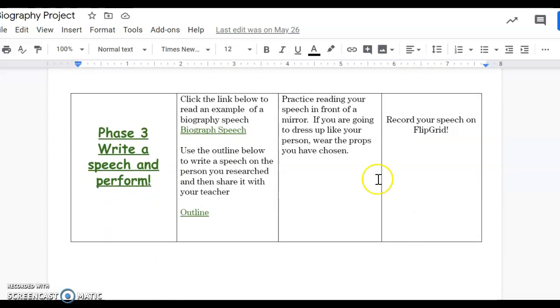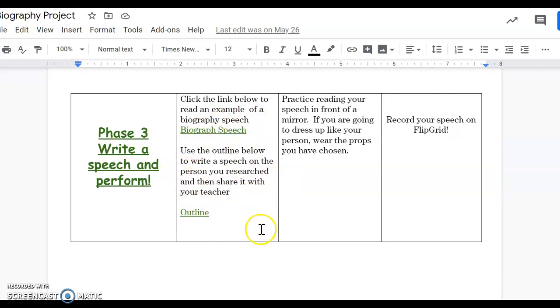The last phase, day 3, is you're going to write a speech and perform. So your speech is going to be in the first person. You are going to record a speech as your person. So right here, there's an example of a biography speech, and there's an outline right here that you can use.